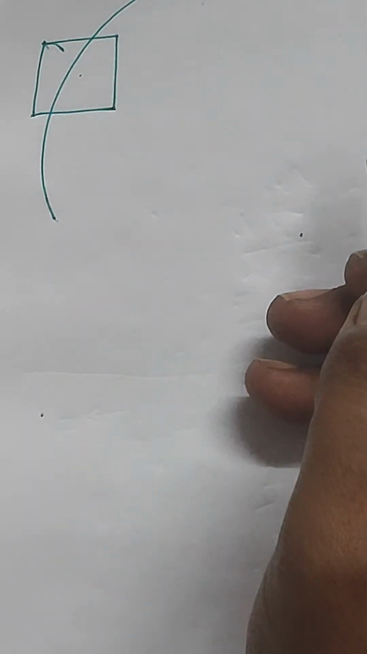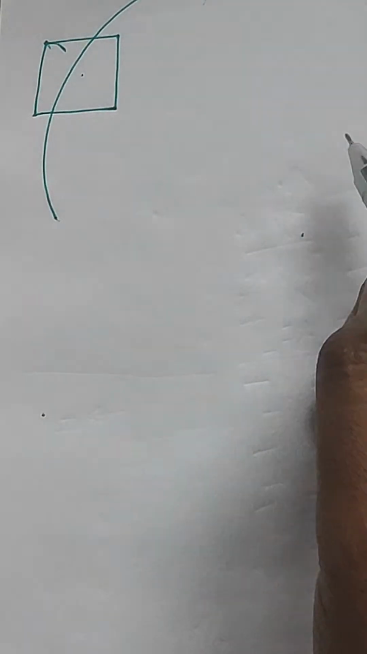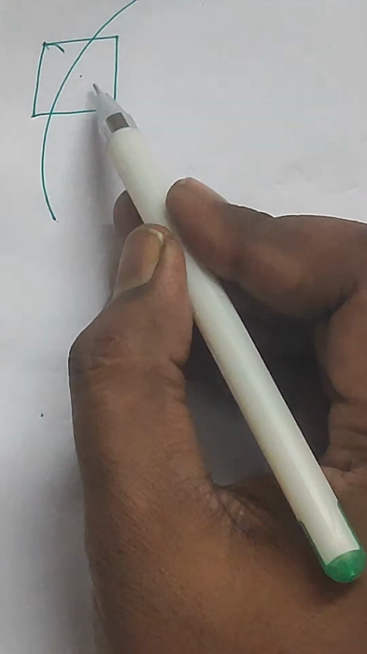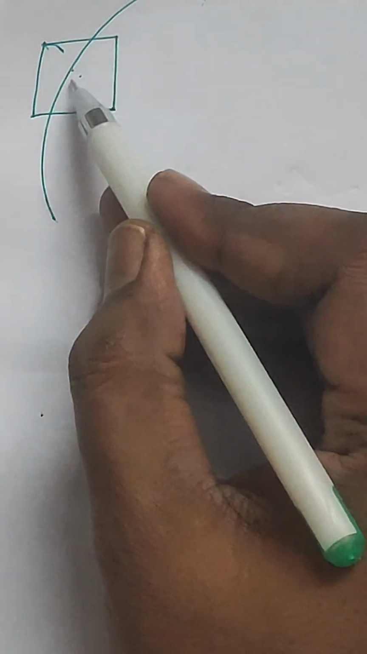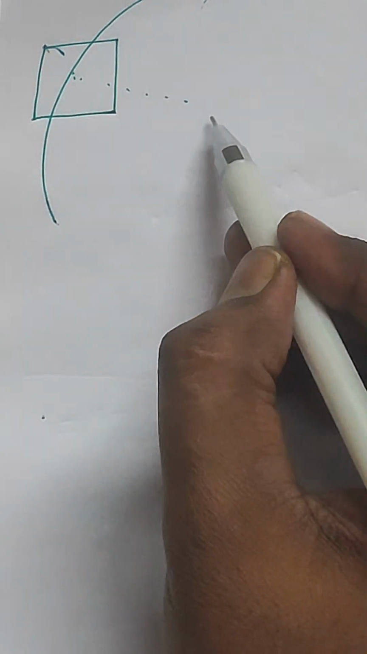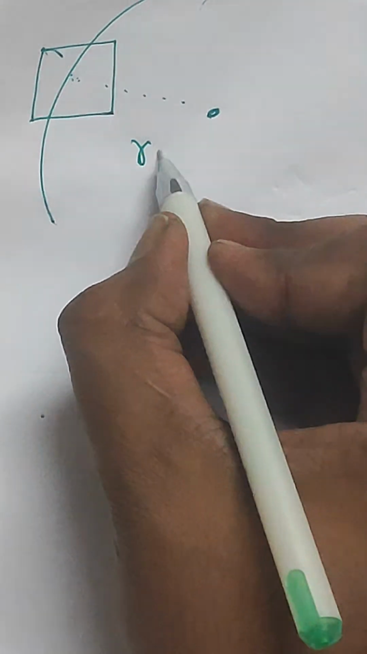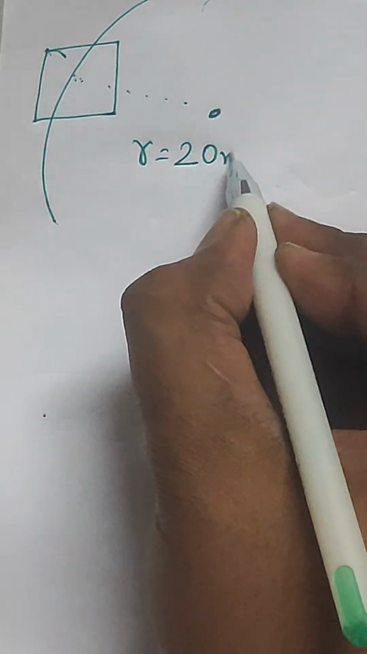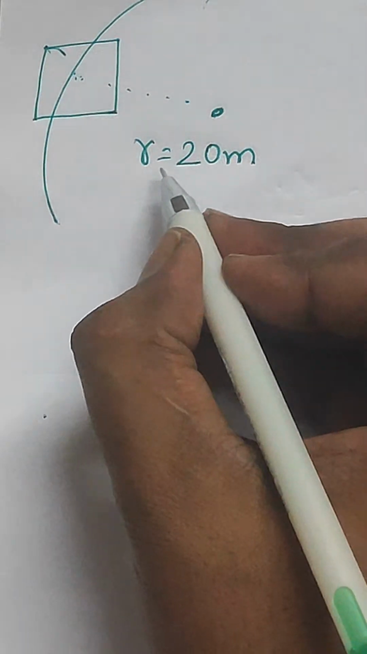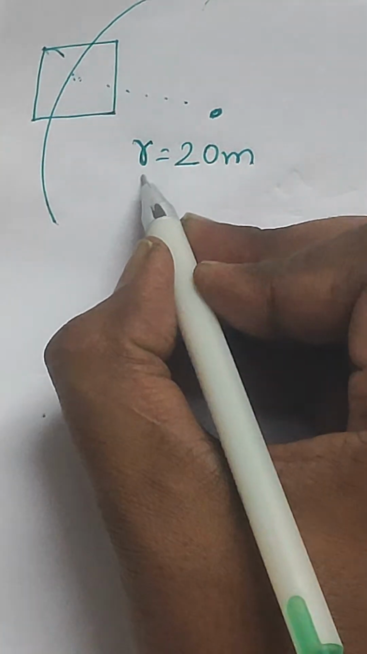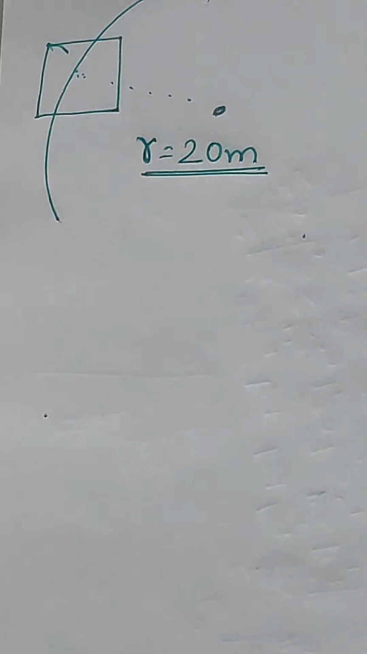Now, if a car is to turn around a circular path, it must experience a centripetal force for this purpose. The question given to you is that a car takes a circular turn of radius 20 meter. So from here, you can see the radius of this circular track is r equal to 20 meter. Let us collect the data given in the question. This is the data given to you, r equal to 20 meter.